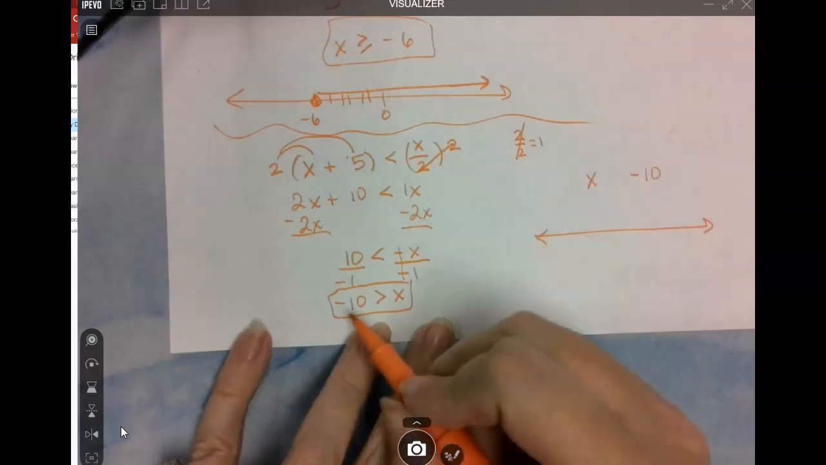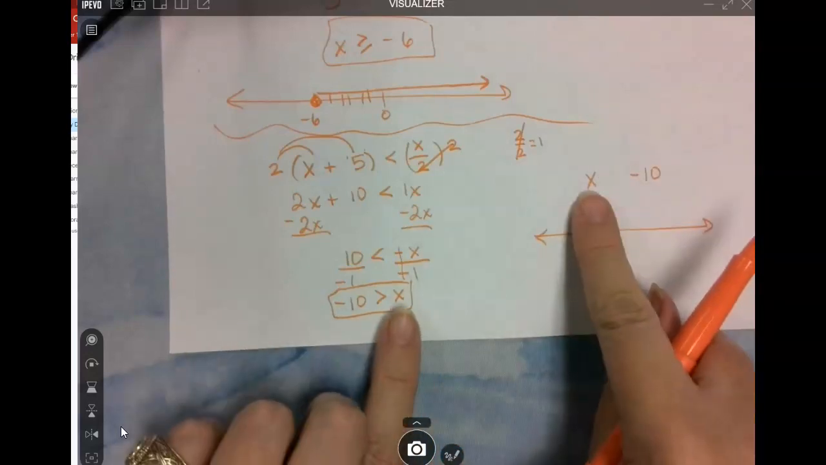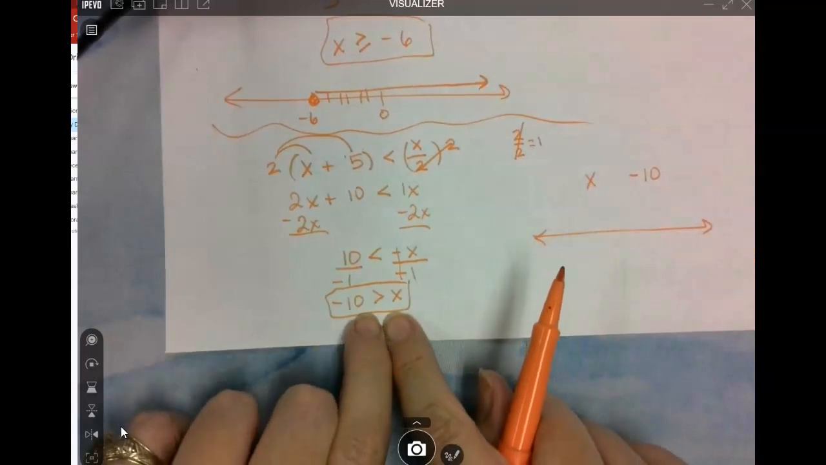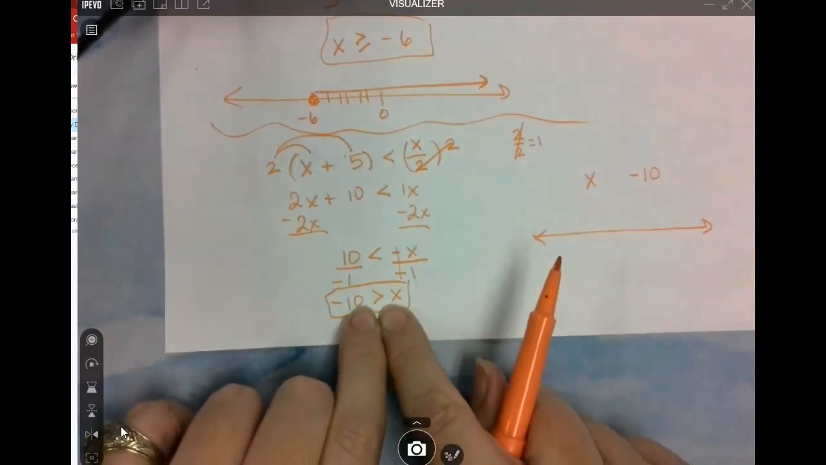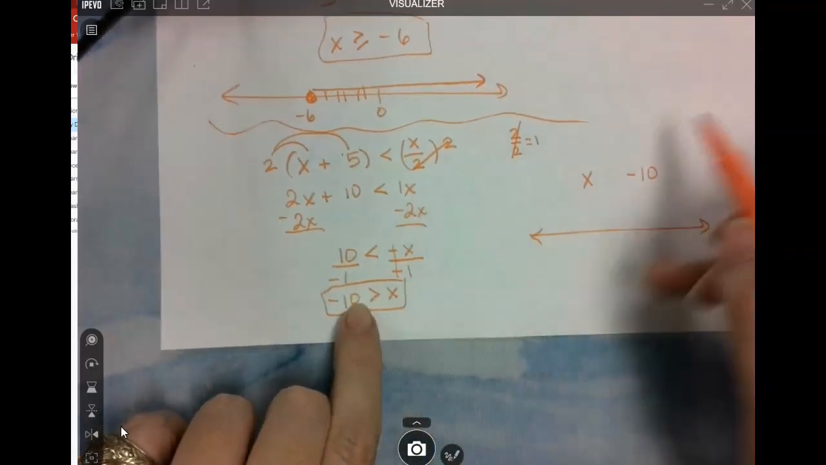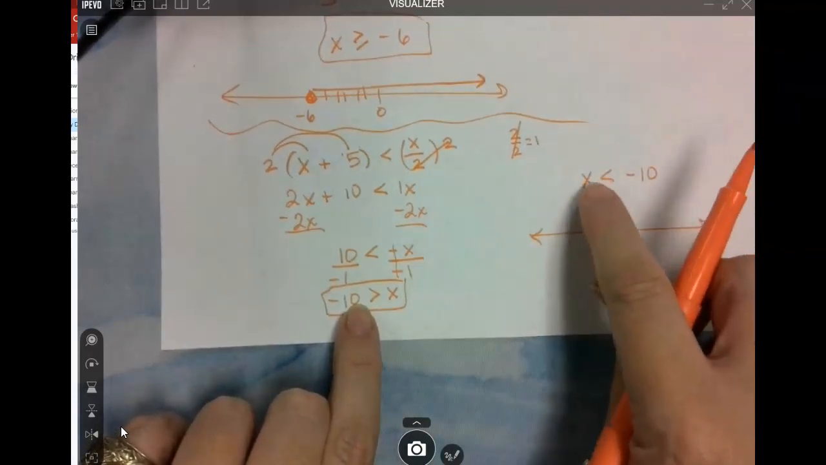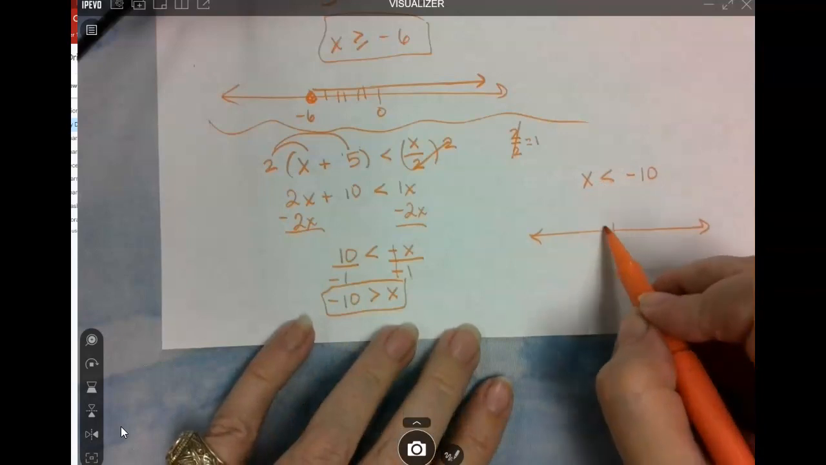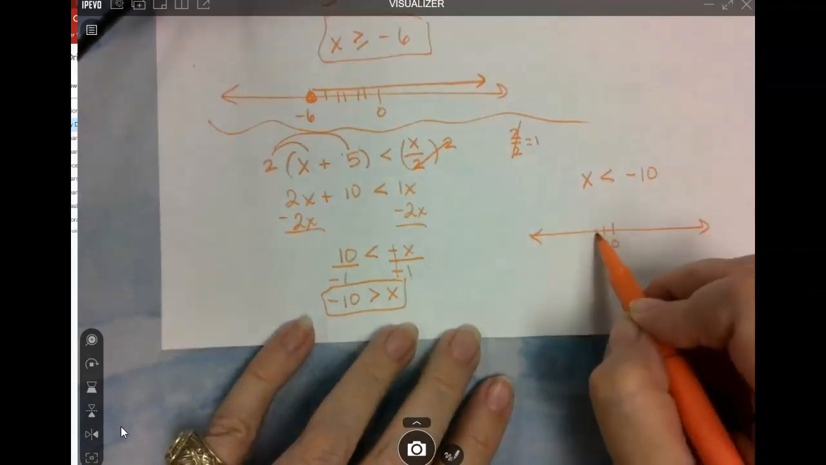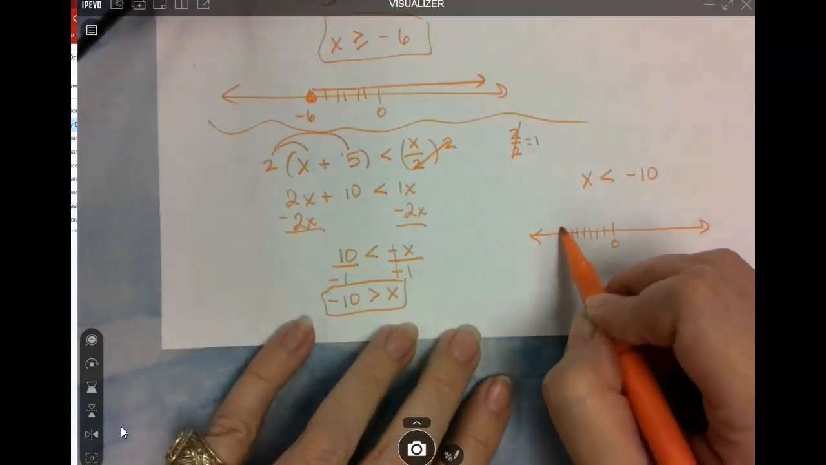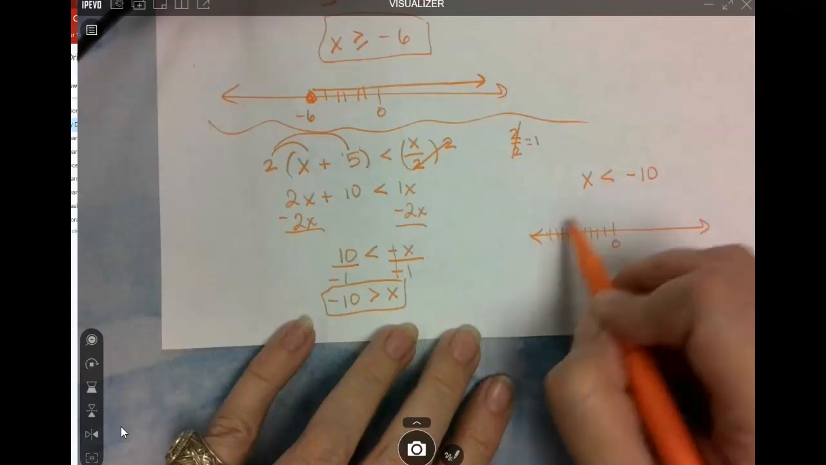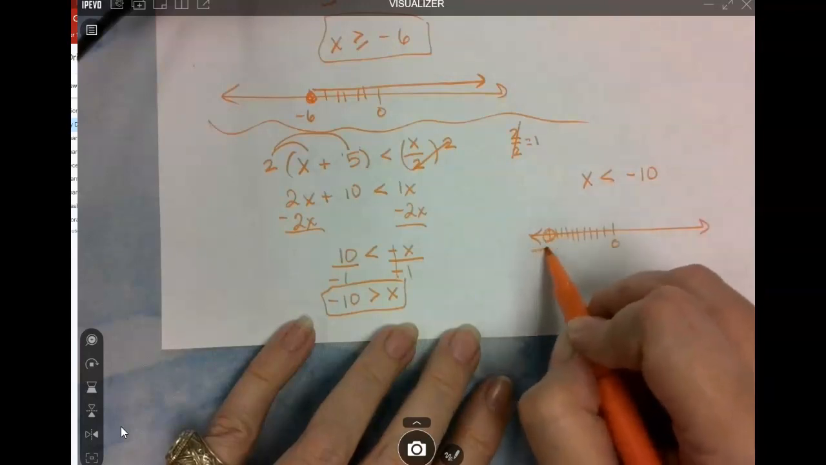Now, if we look at this part here, in order to turn it around and put the x on this side, which side is this alligator mouth pointing at? Well, the alligator mouth is pointing at the x, so when I rewrite it and I turn it around, the alligator mouth still has to point at the x. So here, if this is 0, 1, 2, 3, 4, 5, 6, 7, 8, 9, 10, it's going to be an open circle at 10, and it's going to go that way.